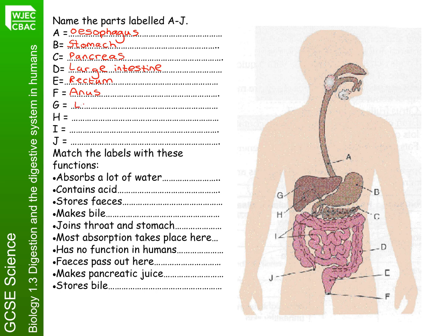G is the liver. H is the gallbladder. I is the small intestine. And J is the appendix.